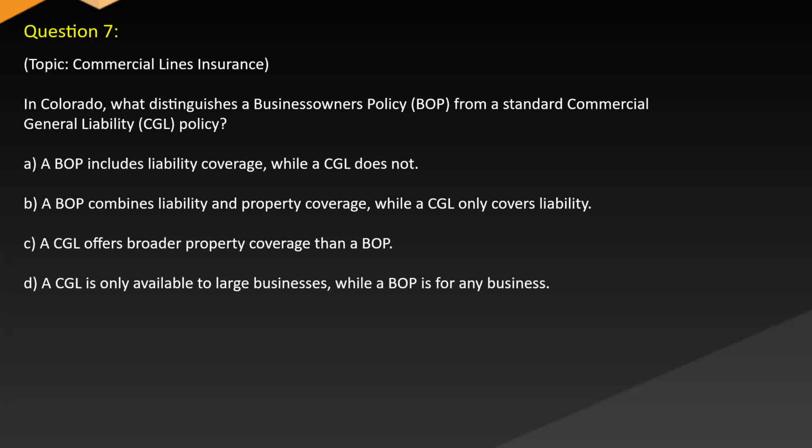Question 7. Topic: Commercial lines insurance in Colorado. What distinguishes a business owner's policy (BOP) from a standard commercial general liability (CGL) policy? A. A BOP includes liability coverage, while a CGL does not. B. A BOP combines liability and property coverage, while a CGL only covers liability. C. A CGL offers broader property coverage than a BOP. D. A CGL is only available to large businesses, while a BOP is for any business.